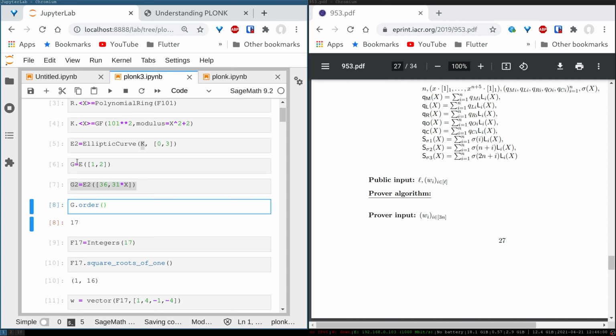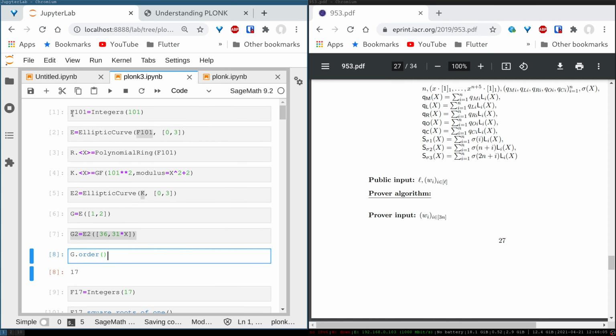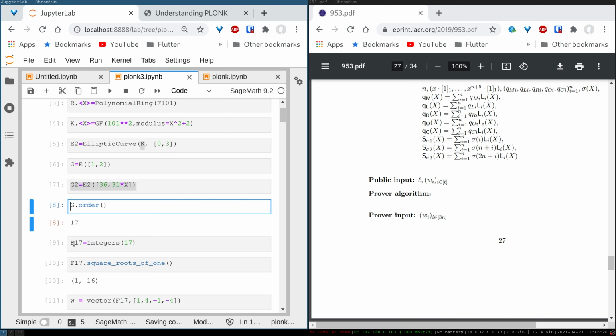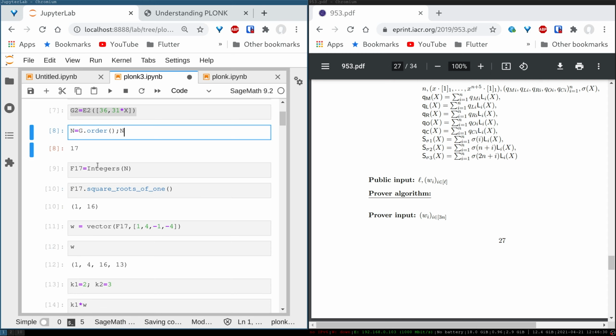Now the order of G, so how many times you can add G before it wraps around, same way as the order of numbers in F101. The order of numbers in F101 is 101. The order of points on this elliptic curve over F101 is 17. So we can say it's n equals that, and then use that n elsewhere. All the multipliers of points will be modulo 17.